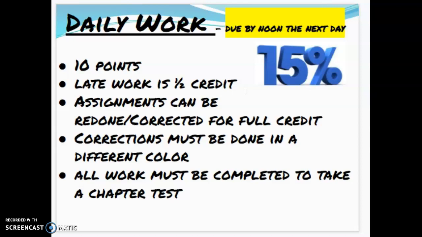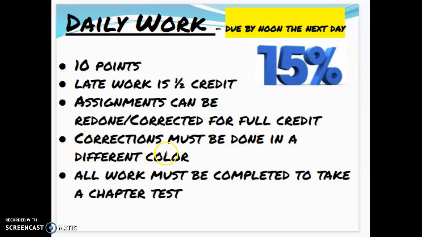Now assignments can be redone or corrected for full credit. So if you were to get 7 out of 10 on your assignment and you're not happy with that score, you can redo it or correct it, turning it all the way back up to 10 points. You just need to fix your mistakes, show your work, and get the right answer. Now, if you are in class, hybrid A or hybrid B, you can do that on paper and turn it in to me in class. But if you're a full distance learner and you want to correct your assignment to earn points back, you're going to have to do that in a different color, and you'll probably need to take a picture of it and then email that to me, okay?